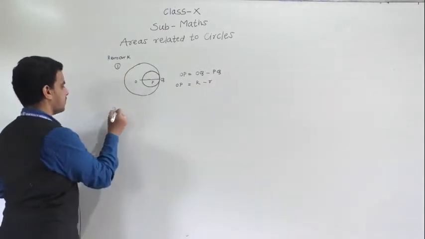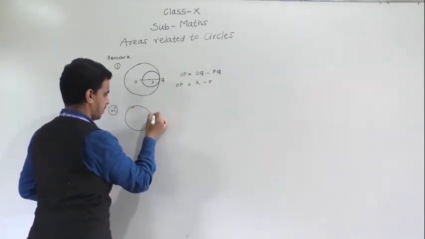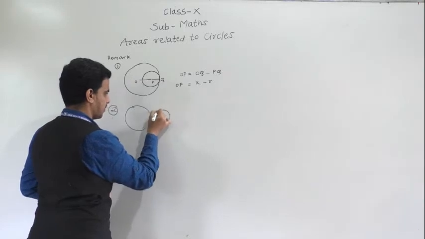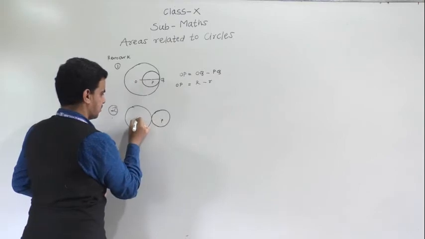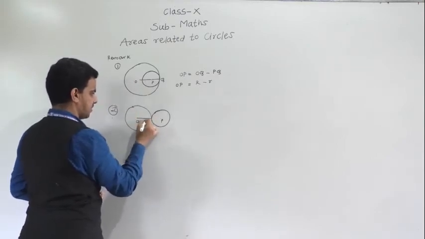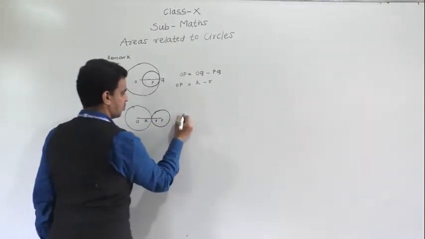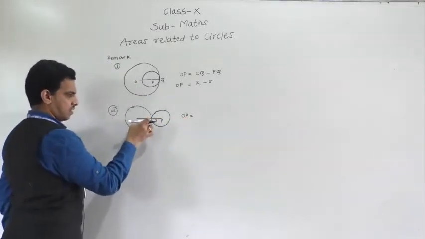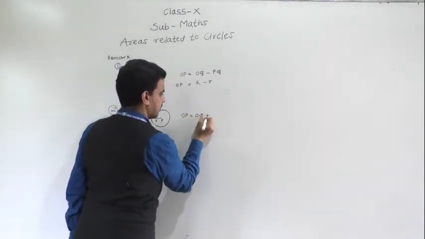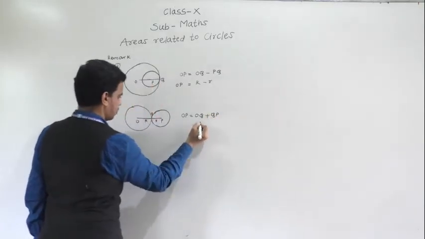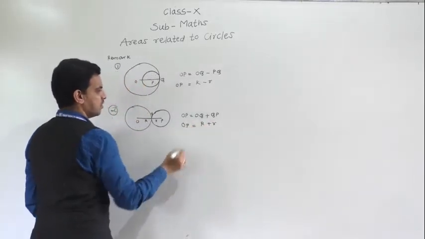Similarly, if two circles touch externally, suppose the radius of this circle is capital R and the radius of this circle is small r. How do we get OP? It is OQ plus QP. OQ is capital R, QP is small r. So OP is equal to R plus r.